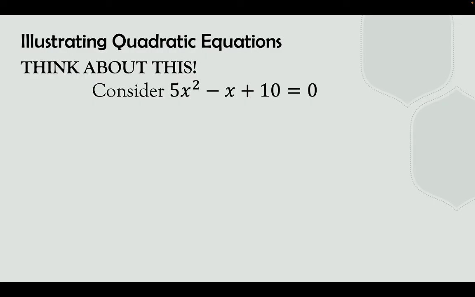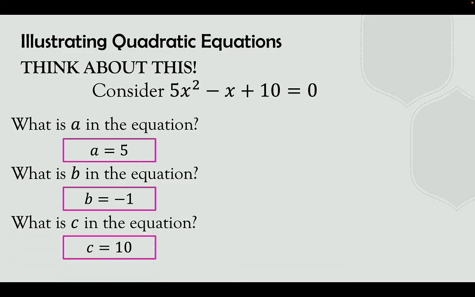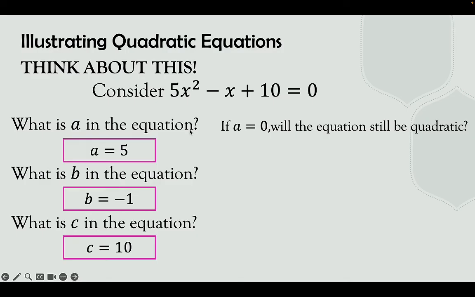So let's think about this. Consider 5x squared minus x plus 10 equals 0. What is the value of a in the equation? So we have a is 5, b is negative 1, and c is positive 10. If a is equal to 0, will the equation still be quadratic? Of course not, because if your quadratic term is 0, the result will be no quadratic equation. Again, based on the definition of a quadratic equation, the highest degree must be 2. We need to remember that one.